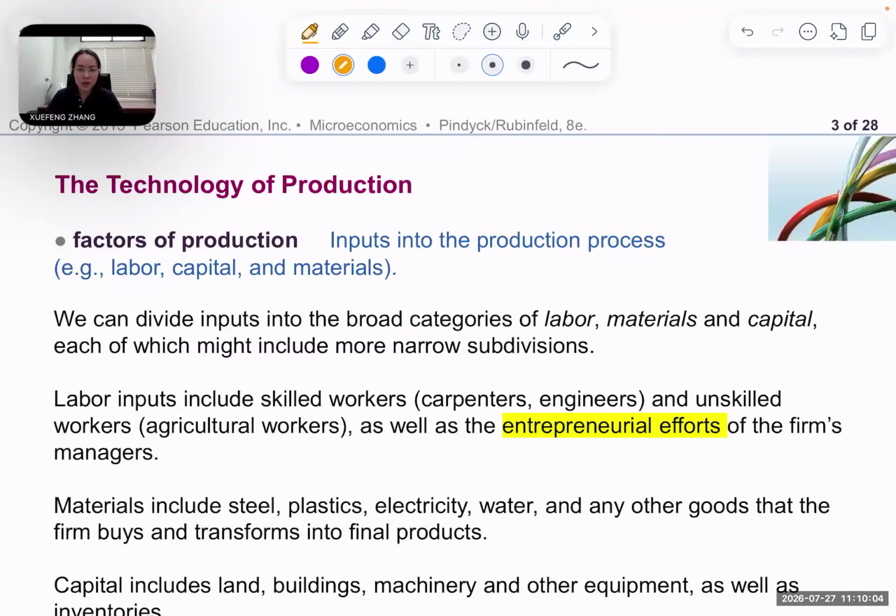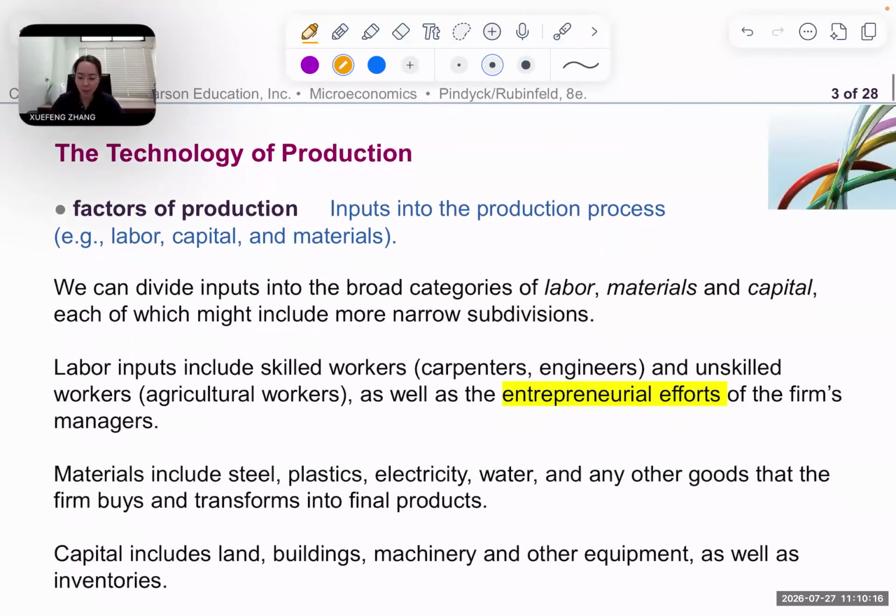Next one, to produce anything, a firm needs inputs, right? We call this factors of production. Mainly we have three types, right? So let's see the official definition here. What is factors of production? Inputs into the production process like labor, capital, and material.